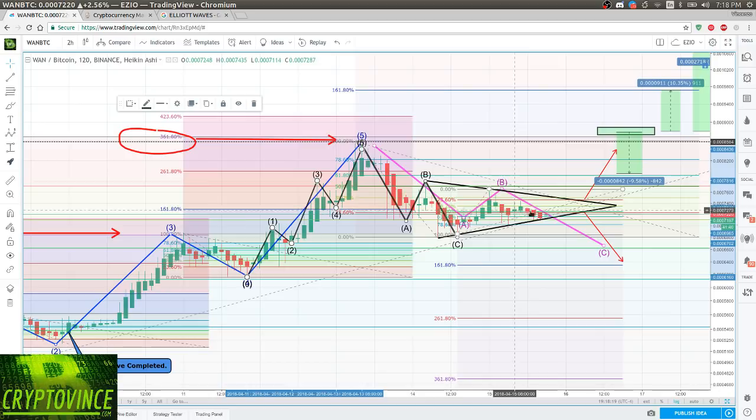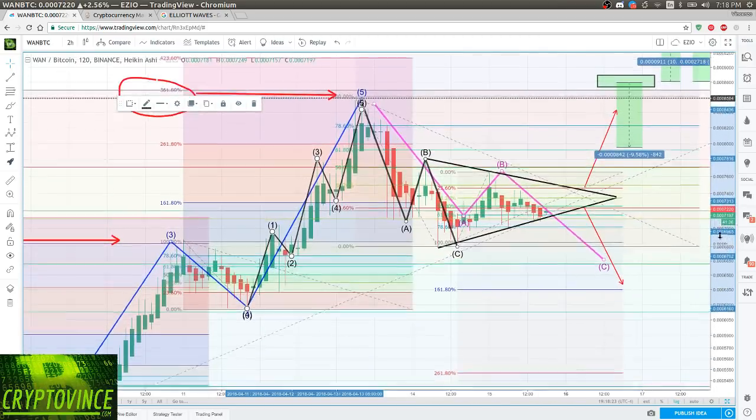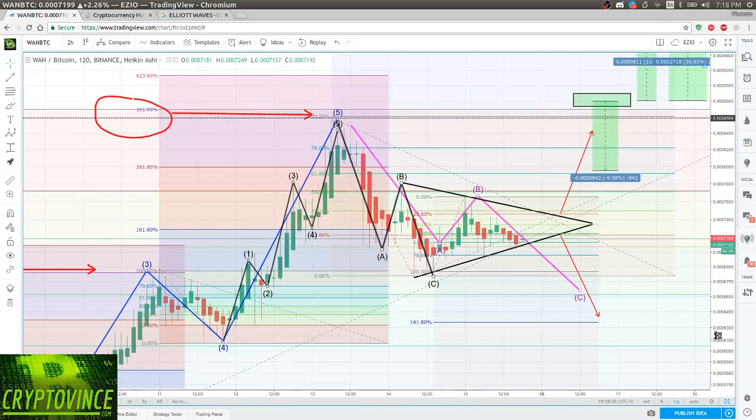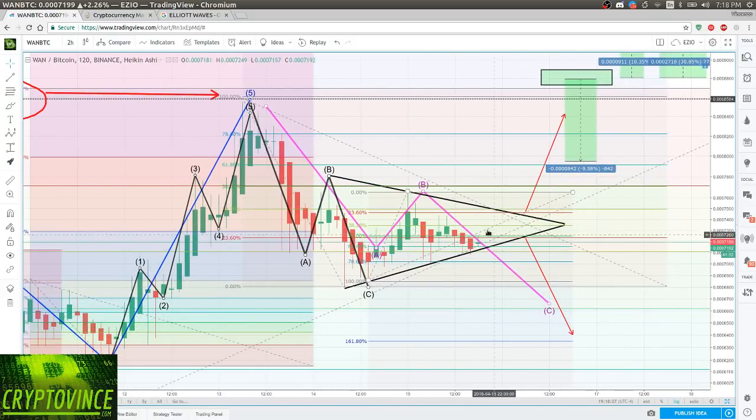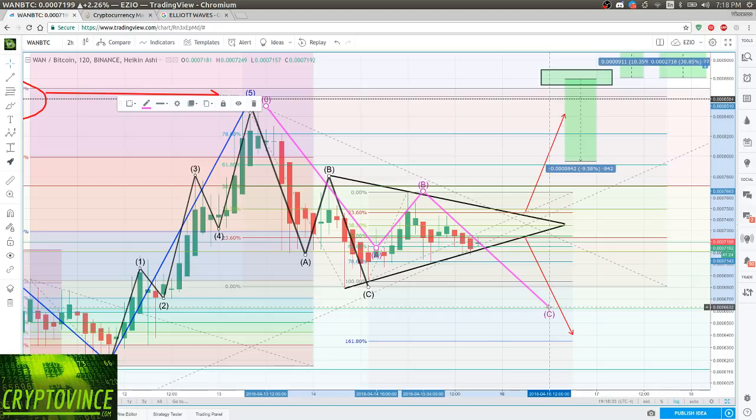And as you can see right now, it's forming a bearish symmetrical triangle, which is a bearish flag in this case, as you can see from the black line here. So this one can break and arrive up to 50% or 161% of the last spike.